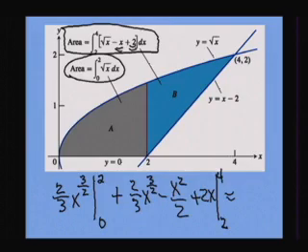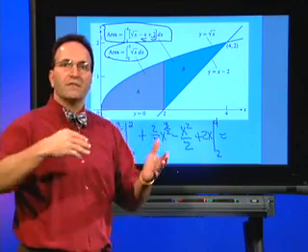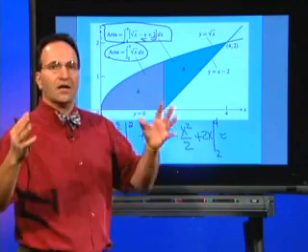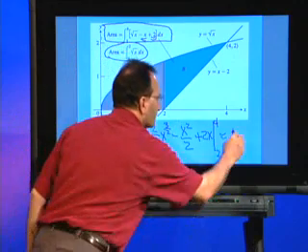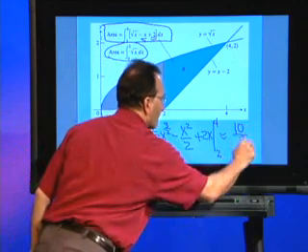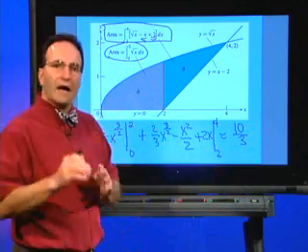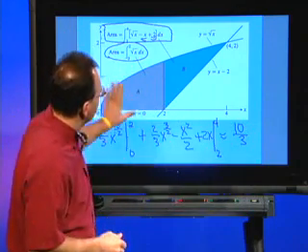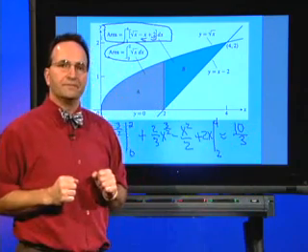And when we do all the arithmetic, plugging in the various limits of integration, adding it all together, we get an answer of 10/3. And so that would be the area of the entire region A plus B.